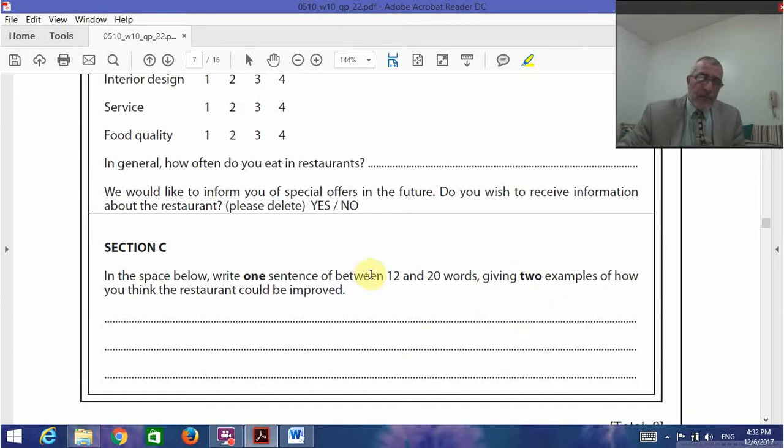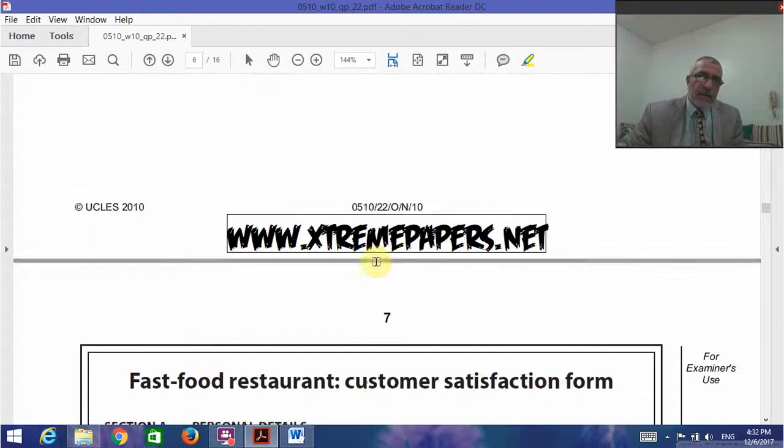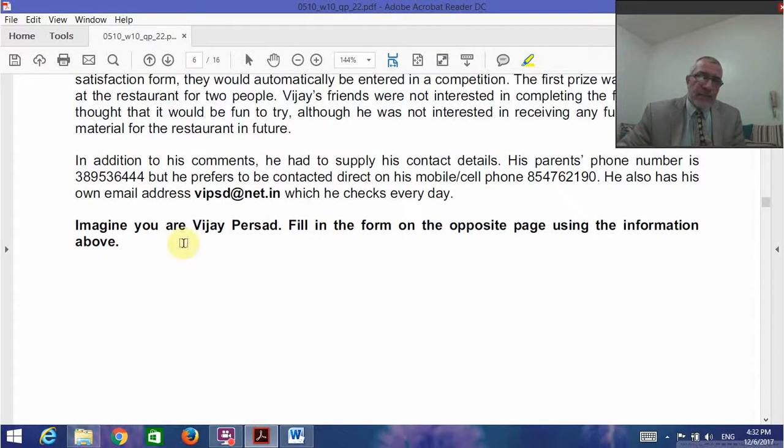Be careful when you do this, because you're going to write this as if you are the person here. That's why it always says here, at the end, imagine you are, and that gives you the name of the person. And based on that, you have to fill in the form on the opposite page using the information above. So everything you fill out is based on the text here. Nothing of your own, nothing of your general knowledge. And remember very well, you are the person. So you have to write the sentence in the first person. I, for example, or we, or my, or our. So this is how you write this.